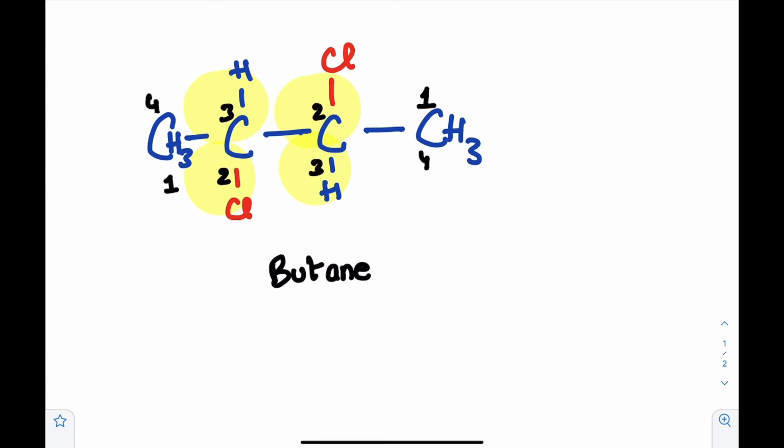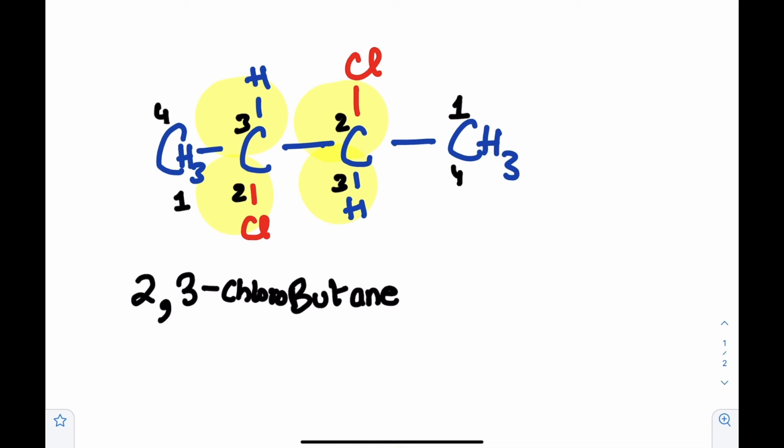When you have numbers, you separate them with a comma. So that's 2, comma 3. And then every number and letter is separated by a hyphen. So that's 2,3-chlorobutane.